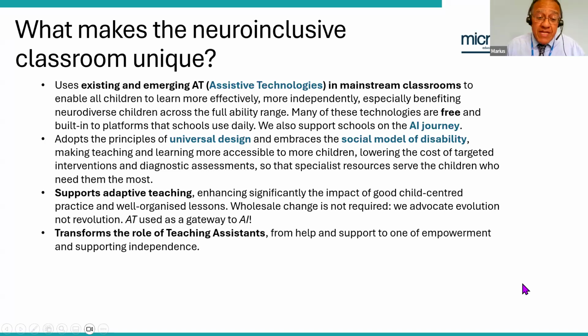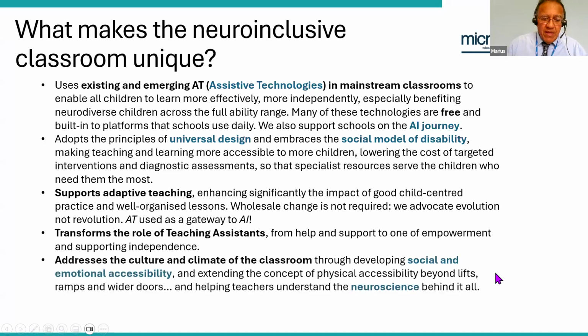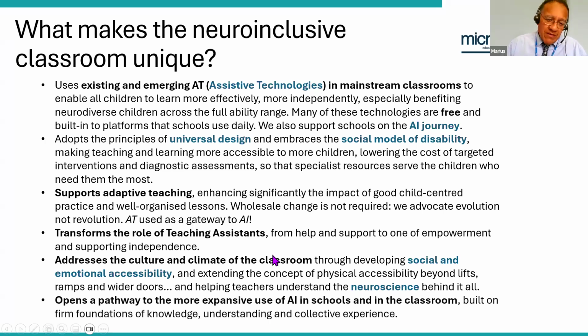We want to transform the role of teaching assistants from one of help and support to one of empowerment, supporting young people to learn independently, maybe through the use of assistive technology. This is an odd one, you might think. Why should we be concerned with addressing the culture and climate of a classroom? Well, we call it social and emotional accessibility, extending that concept of physical accessibility beyond lifts. We want teachers to understand the neuroscience behind it all, and eventually, of course, open up those pathways to the more expansive use of AI.